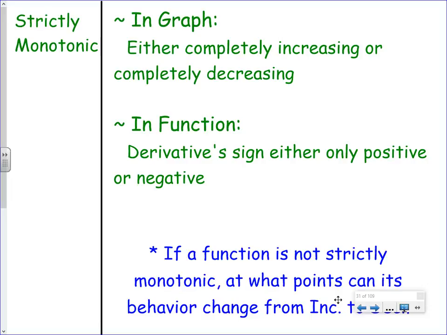Now, if a function is strictly monotonic, and we were talking about how the sign of the derivative shows whether a function is increasing or decreasing, then if a function is strictly increasing, what's going to be true about its derivative? Only positive. Or if a function is strictly decreasing, what's going to be true about its derivative? Only negative derivative.